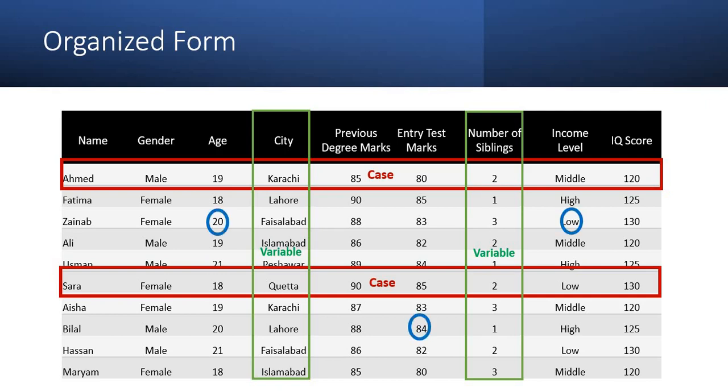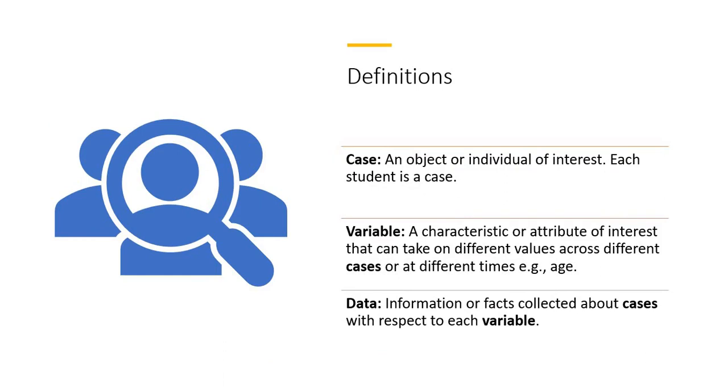And these values for variables, male, female, 20, 19, 84, low, high, 1, 3, these values which are there in the cells of this table are called data. So all of these things, 20, Faisalabad, 88, 86, 82, 2, middle, 120, these are the data points. Okay. So now let's formally define all these concepts.